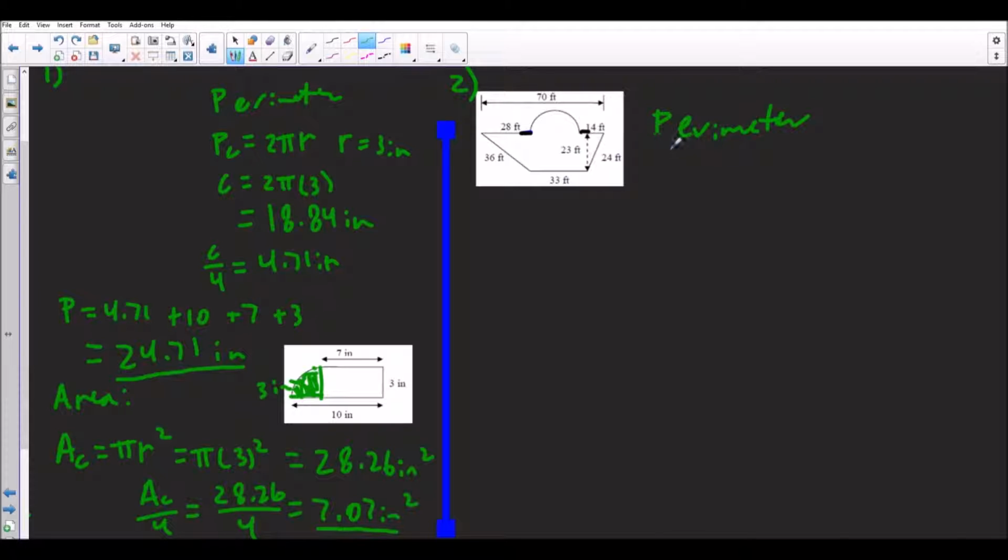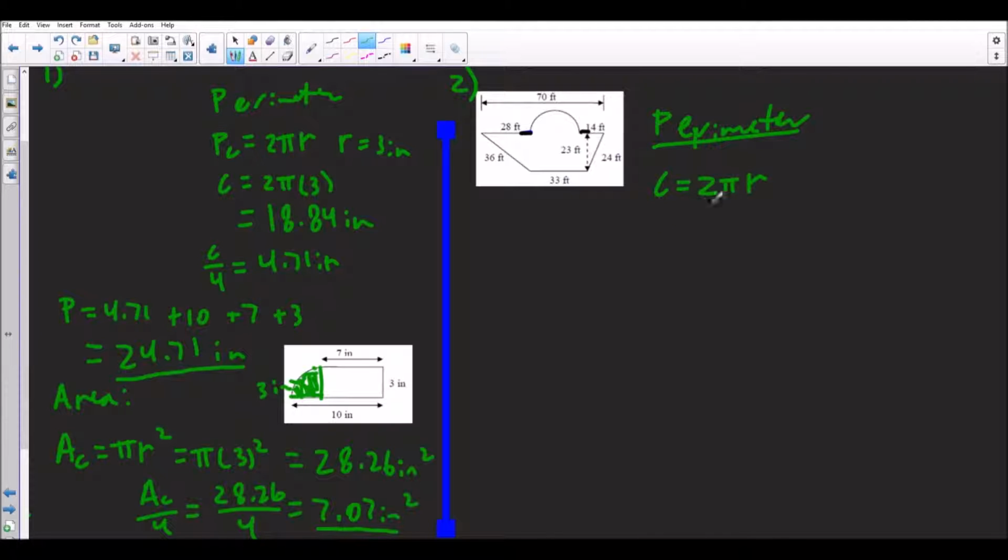Okay, we're going to do the perimeter first. Now let's do the circle first. So the circumference of the circle is going to equal 2 pi r. Remember, the circumference is what you call the perimeter of the circle. You would never say the perimeter of a circle, although I've said that before just to avoid confusion. It's actually called the circumference of the circle.